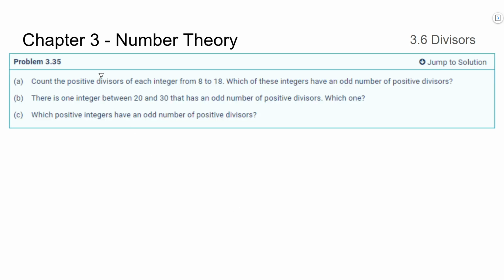Okay, so count the divisors of each integer from 8 to 18. Which of these integers have an odd number of positive divisors? Okay, this might be a lot of work here because now we need to find the divisors for all of these numbers from 8 to 18. Let's see if we can go through it quickly.